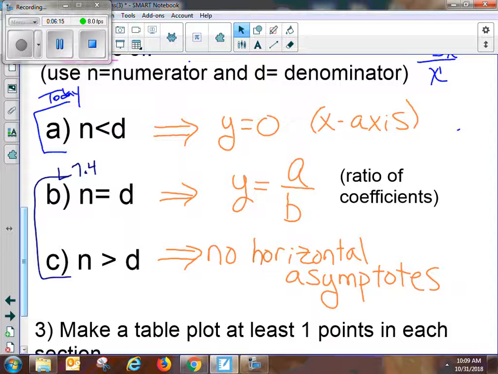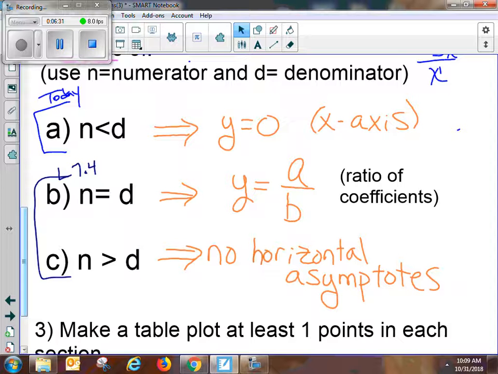The third one says if the degree of the numerator ends up being bigger than the denominator, you have an x to the 7 in the numerator, x to the 3 in the denominator. 7's bigger than 3. There is no horizontal asymptote. You don't put one in.